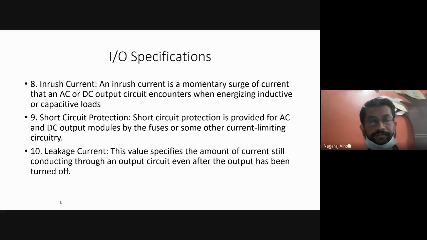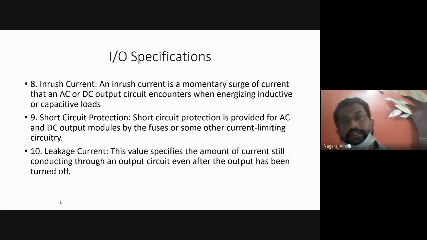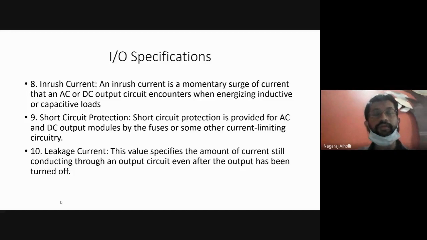Leakage current. The leakage current is the current which flows after the output has been turned off. Now you have turned off the output module, but still there is certain current flowing. This is called the leakage current. This leakage current is formed because of an unwanted path that has been established. Because of the unwanted path that is set up, the leakage current flows.